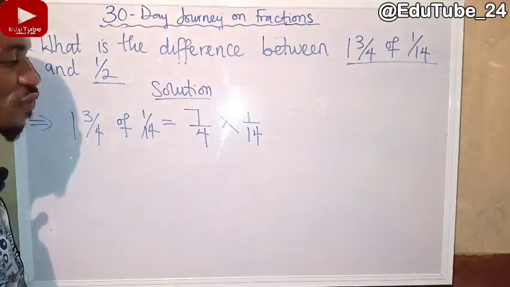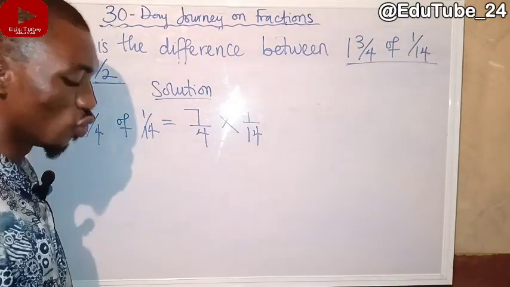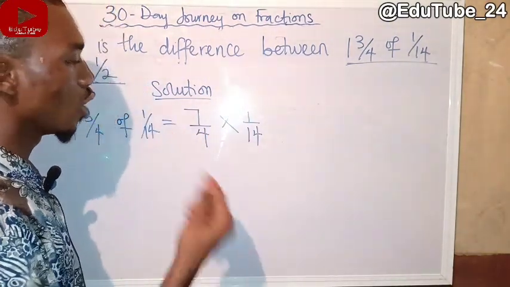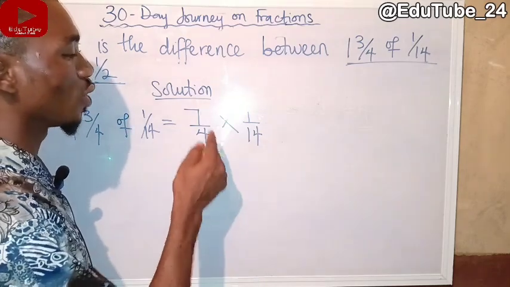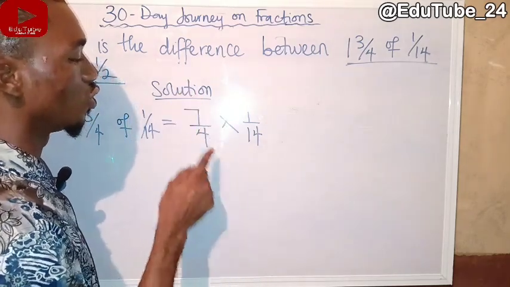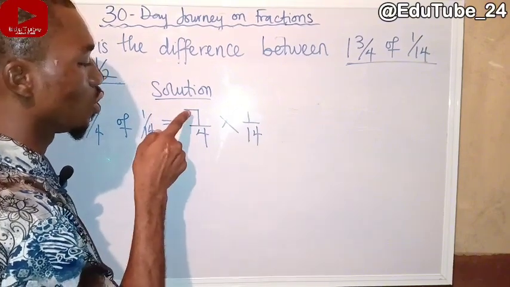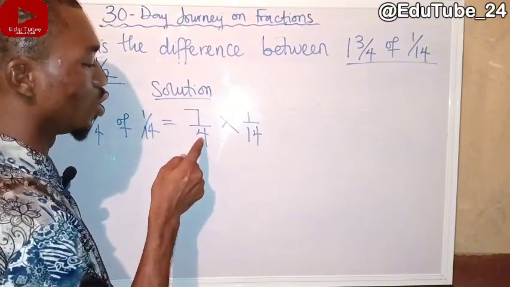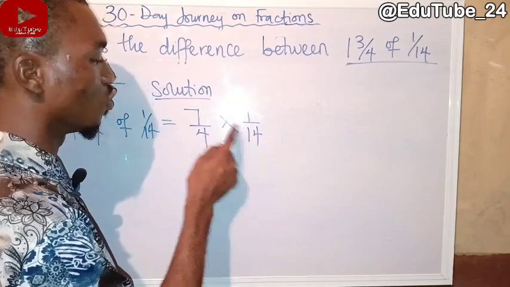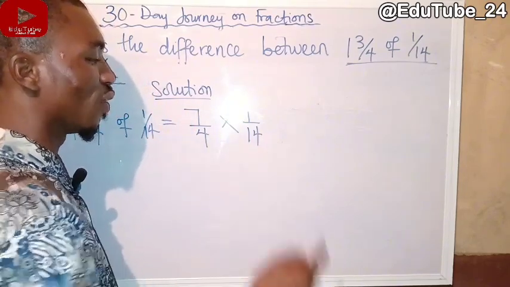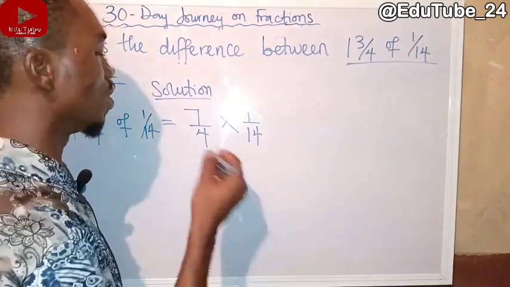Now that we have this phase of fraction, the next thing we do is look for a common factor. How do we look for a common factor? We look for a common factor of the numerator and denominator. In the numerator here, we have 7 and 1. 1 is insignificant, so the numerator is 7, and the denominator here is 4, and the denominator here is 14. So we look for the common factor between 7 and 14, which is actually 7 itself.